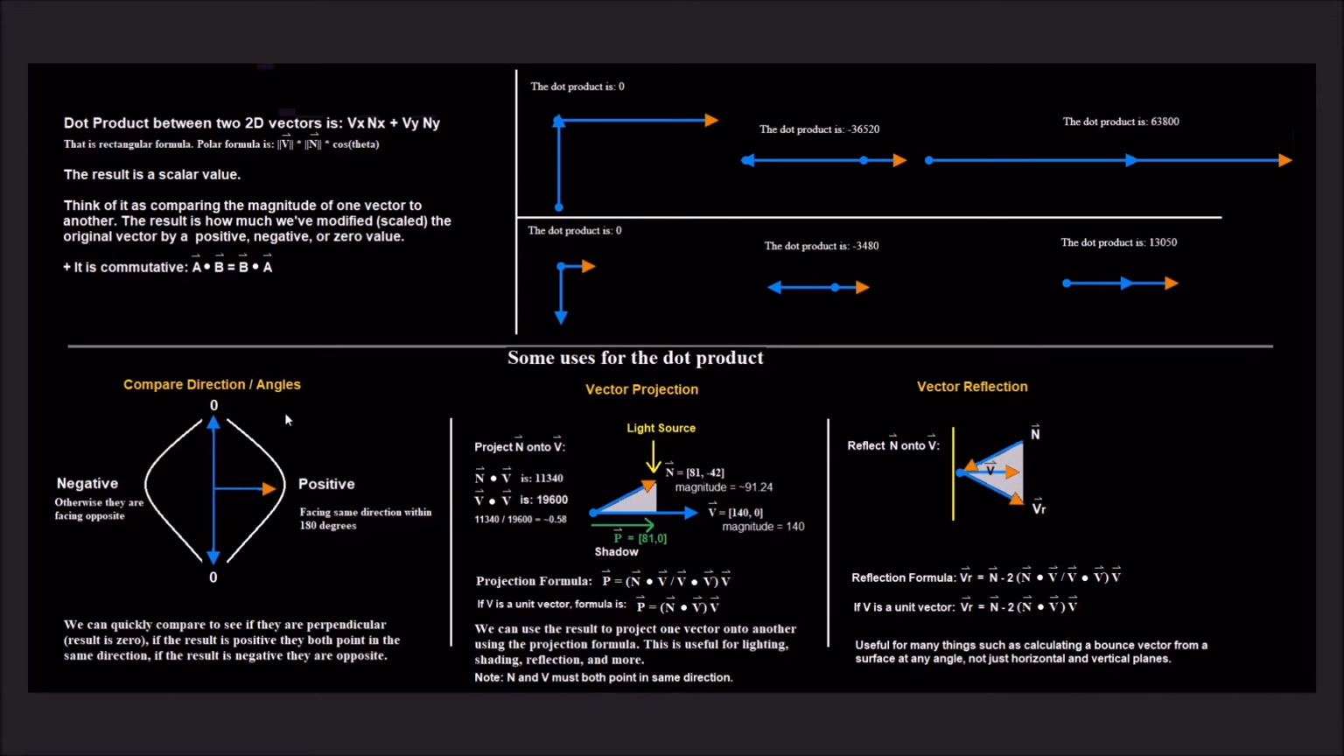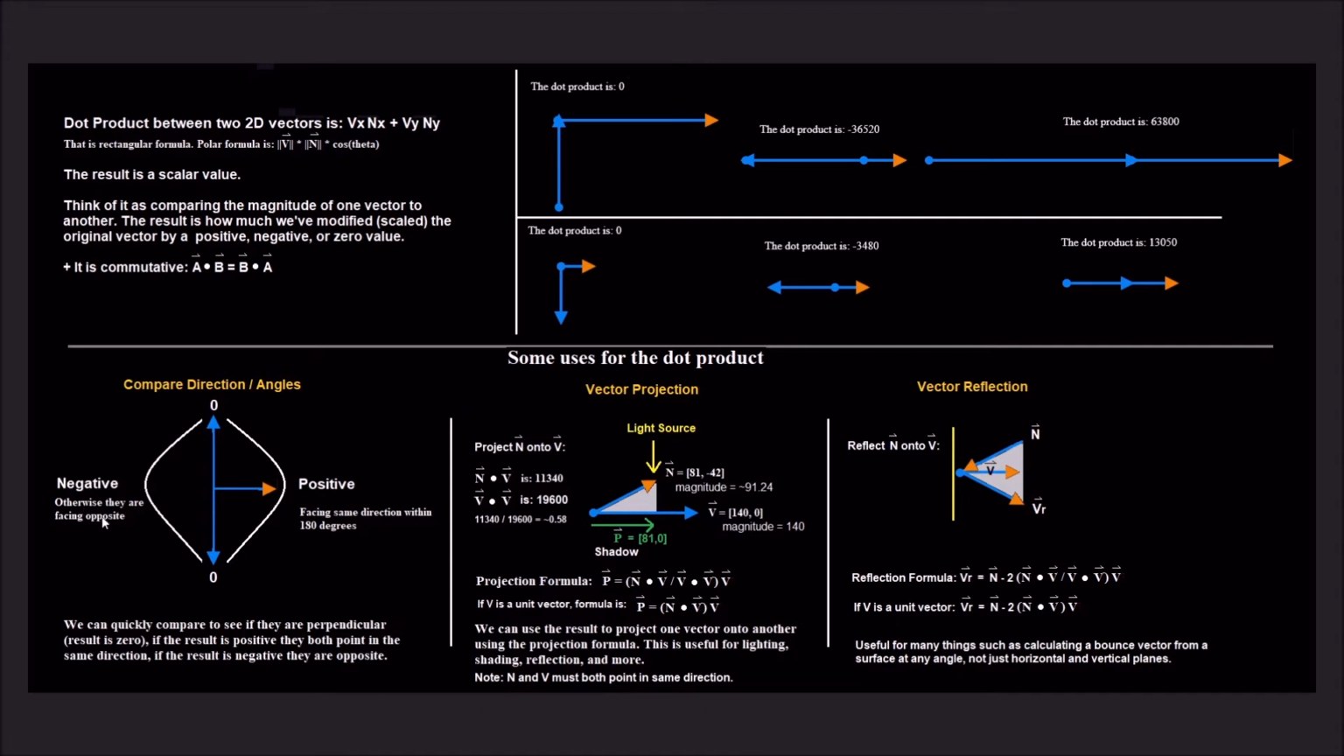And one of the reasons, down here, would be, let's say you wanted to compare the direction or the angle of two vectors to see if they're pointing in the same direction. This formula, of course, isn't going to give you the angle between them. But if you have one vector here and another vector here, and you did the dot product between the two, if the dot product's result is positive, that means both of those vectors are pointing within this range. They're both pointing to the same side.